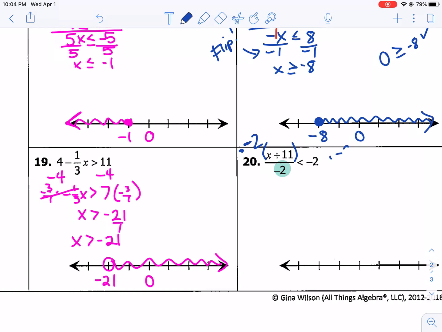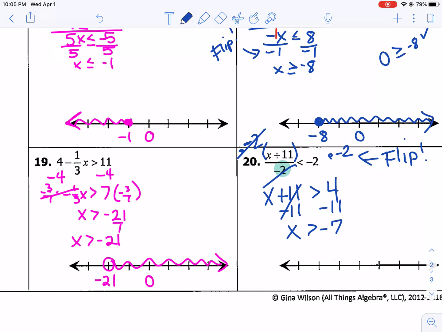And those same rules still apply. I now have x plus 11, and I just multiplied by a negative. So I'm hoping you already have the flipped symbol down. So x plus 11 is greater than 4. I'm going to subtract 11 from both sides, and I'm going to get x is greater than -7.